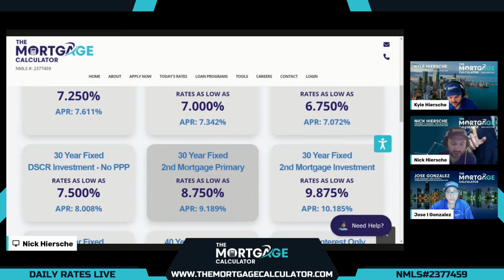Rates as low as 8.75. Final APR 9.189. And these are non-QM options, so they do have bank statement and similar options. Great options for our borrowers. And for investment property, same program here, non-QM, 30-year fixed second mortgage, get cash out of an investment property without touching that first mortgage. If you have a low rate, still get some cash out. Rates as low as 9.875. Final APR 10.185. Definitely a better option than HELOC for most investors, as not many HELOCs work for investment properties. So lots of flexibility there.